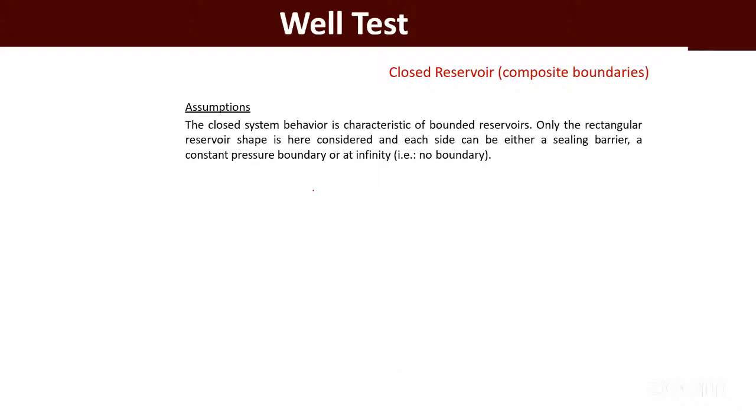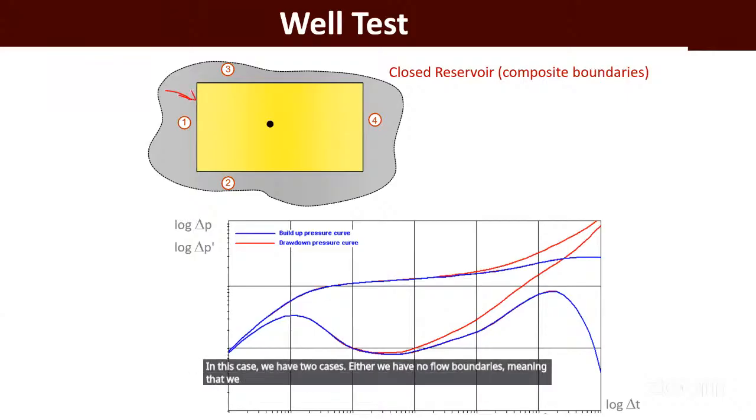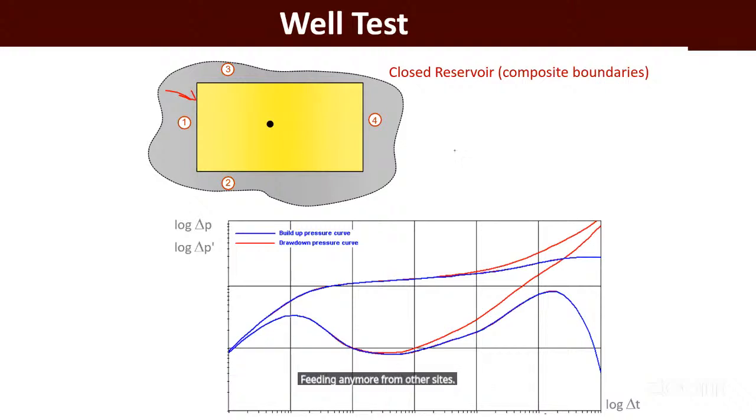So in the other late time region models, we have closed system or composite boundaries, which have four boundaries that can be filled in here. In this case, we have two cases. Either we have no flow boundaries, meaning that we reach the boundary and it's not feeding anymore from the other side. So the closed system, and we don't have any boundary.